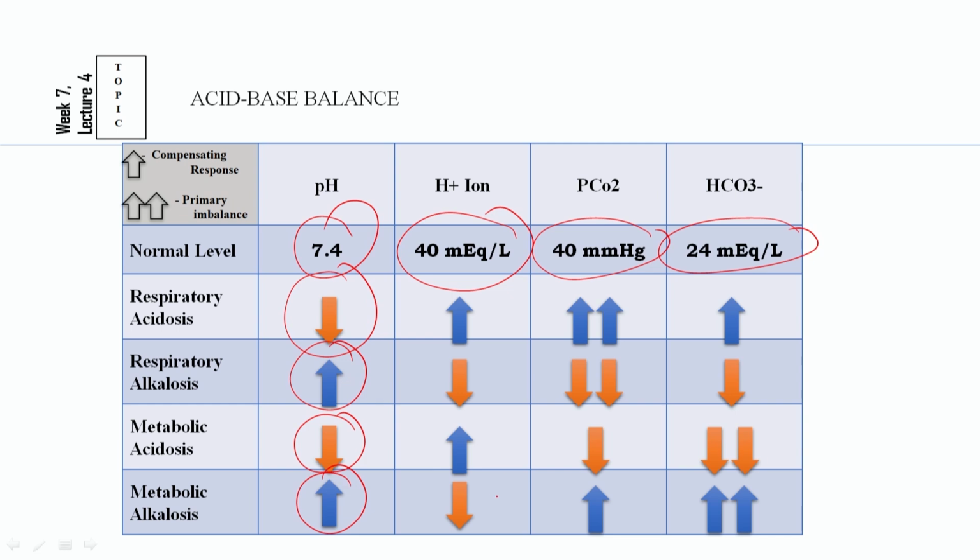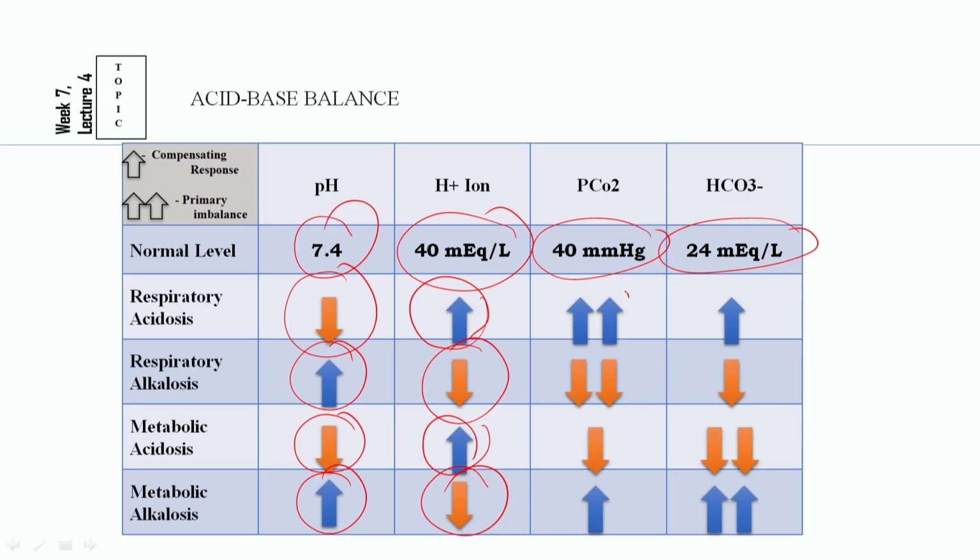Let us come to the hydrogen ion concentration. Acidosis means obviously the hydrogen ion concentration increases, whereas in alkalosis the hydrogen ion concentration decreases. Let us come to the partial pressure of carbon dioxide. It is related to the respiratory, meaning respiratory acidosis and respiratory alkalosis. In respiratory acidosis, the partial pressure of carbon dioxide goes above 40 mmHg. In respiratory alkalosis, it goes below 40 mmHg.